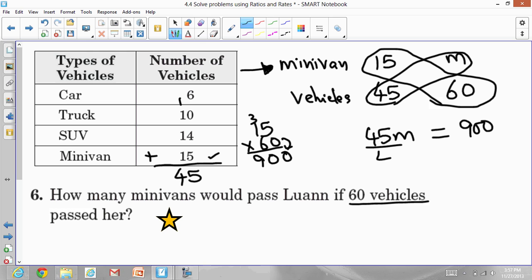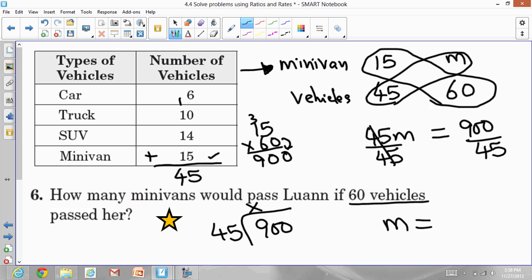45. Get rid of it by dividing here and here. Cancel. You get M equals, so 900 goes in the shelter, dividing it by 45. 45 cannot go in a 9. 45 can go in a 90 two times. Bring the 0. 45 cannot go in a 0 times. So it's just going to be 20. Don't just give me the 20. Go back over here. M is minivan. So that means 20 minivans is what she is going to count if 60 vehicles cost her.